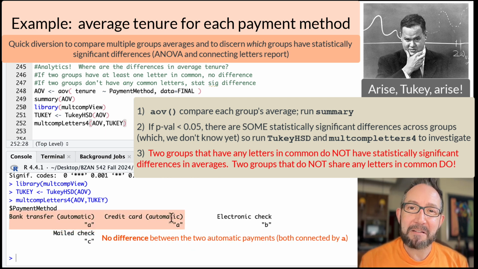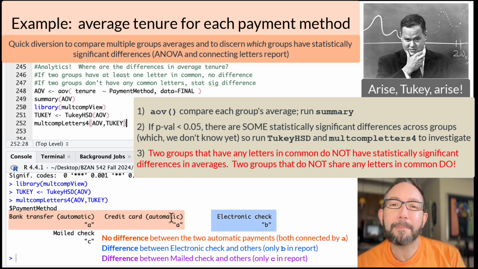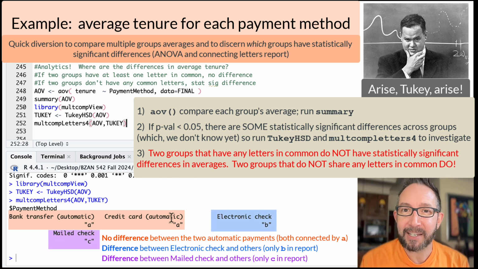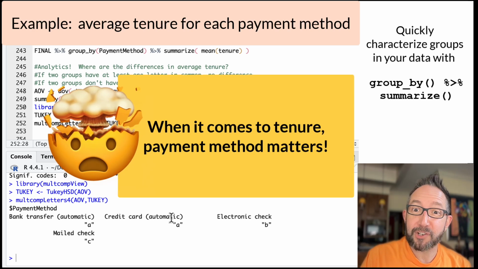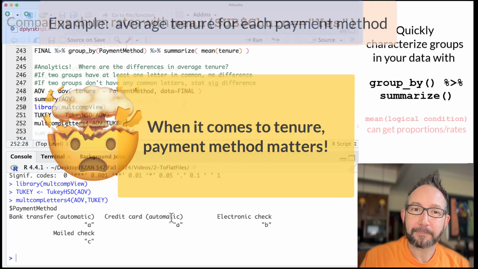So what we find is that essentially the average value of tenure for those automatic payments, they both have A's underneath it. So for all intents and purposes, they have the same average, no statistically significant difference. Electronic check and mail check do have statistically significant differences, different letters, and both of those are different from the payment methods that are automatic. So we've discovered kind of a cool way in which customers are different. Those payment methods matter when it comes to tenure.